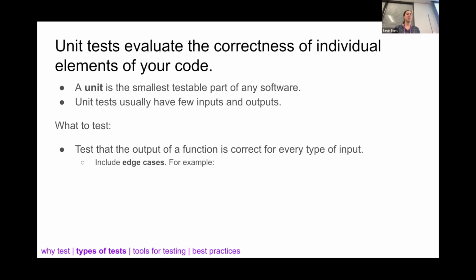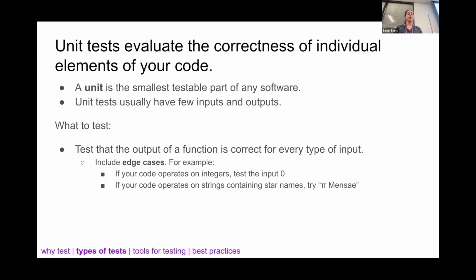It's also really important to include edge cases, and this is where a lot of the creativity comes in, thinking about how could people possibly use this, and how could this function possibly break. So examples of edge cases are if your code operates on integers, make sure you're testing 0 or 1 or -1. If your code operates on strings containing star names, try non-standard strings like pi Mensae.